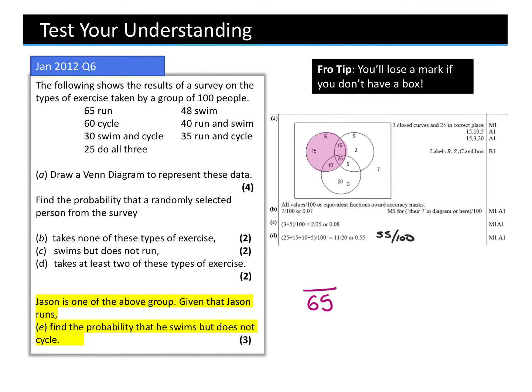He's done the couch to 5k, hasn't he? So it then says, find the probability that he swims but does not cycle. Well, if we looked at this one, this is the probability that he cycles and does not swim. This is the probability that he cycles and swims. This is the probability that he just swims. So the answer is 15 out of 65.